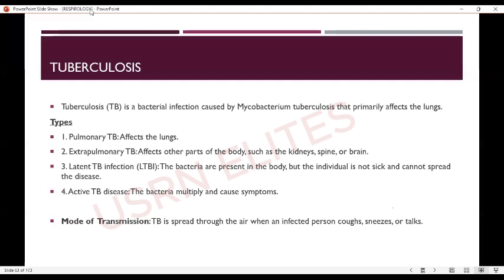We have types of TB. We have the pulmonary TB affecting the lungs. This is the primary type of TB, the most common one of tuberculosis. Then we have the extrapulmonary TB.